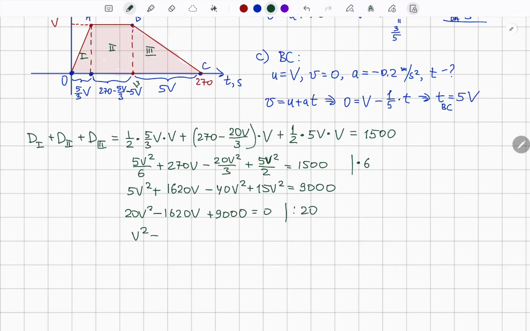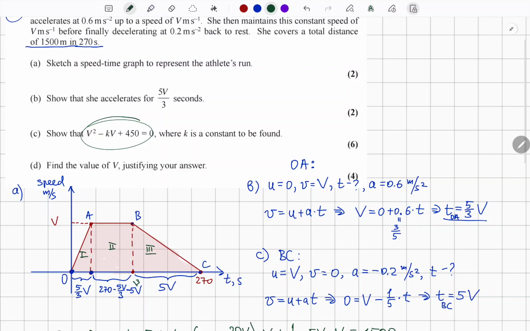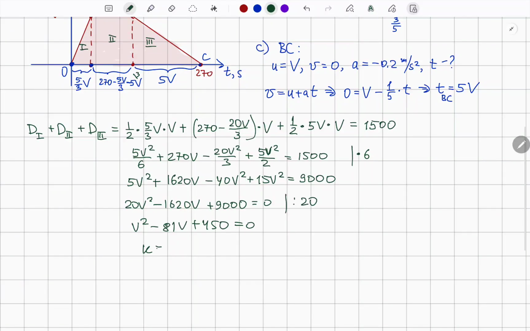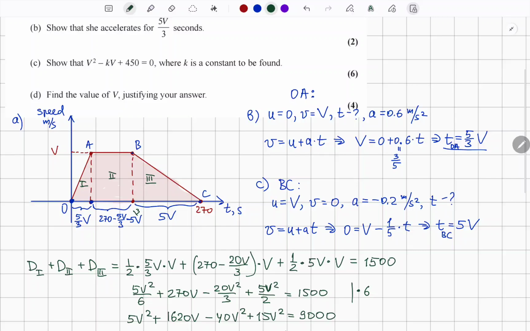So I can easily divide everything by 20. So V² minus 81V plus 450 is equal to 0. Look, by comparison with this equation, I deduce k is equal to 81, where k is a constant to be found. Okay, it's done. Find the value of v justifying your answer.